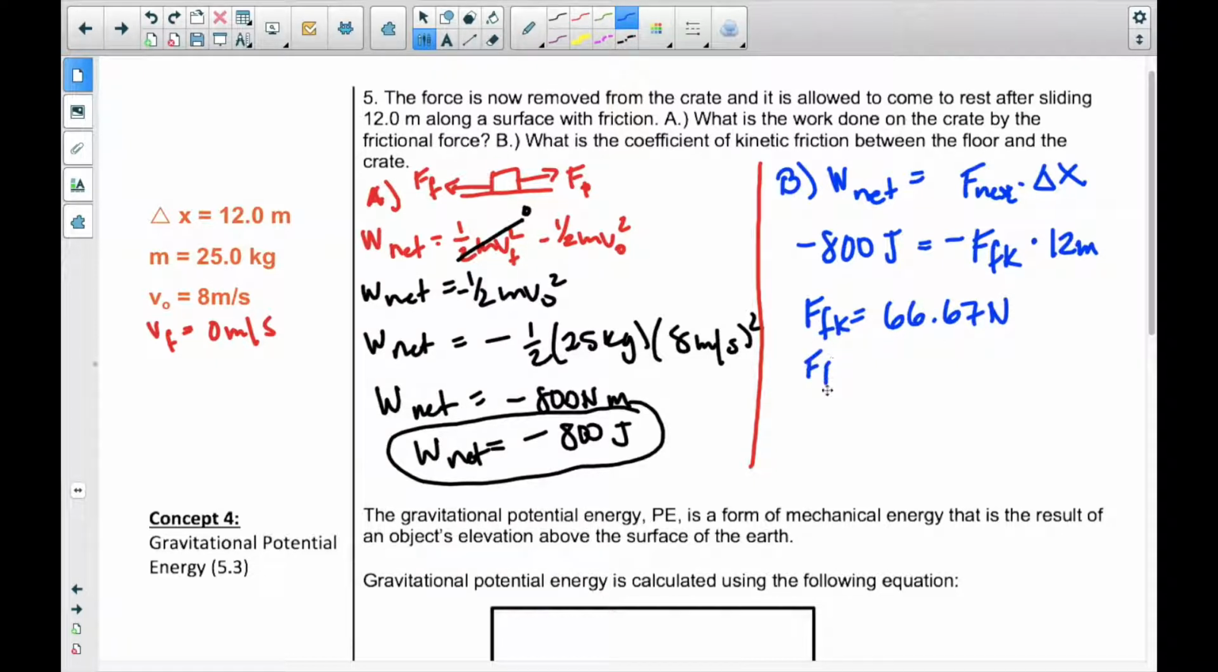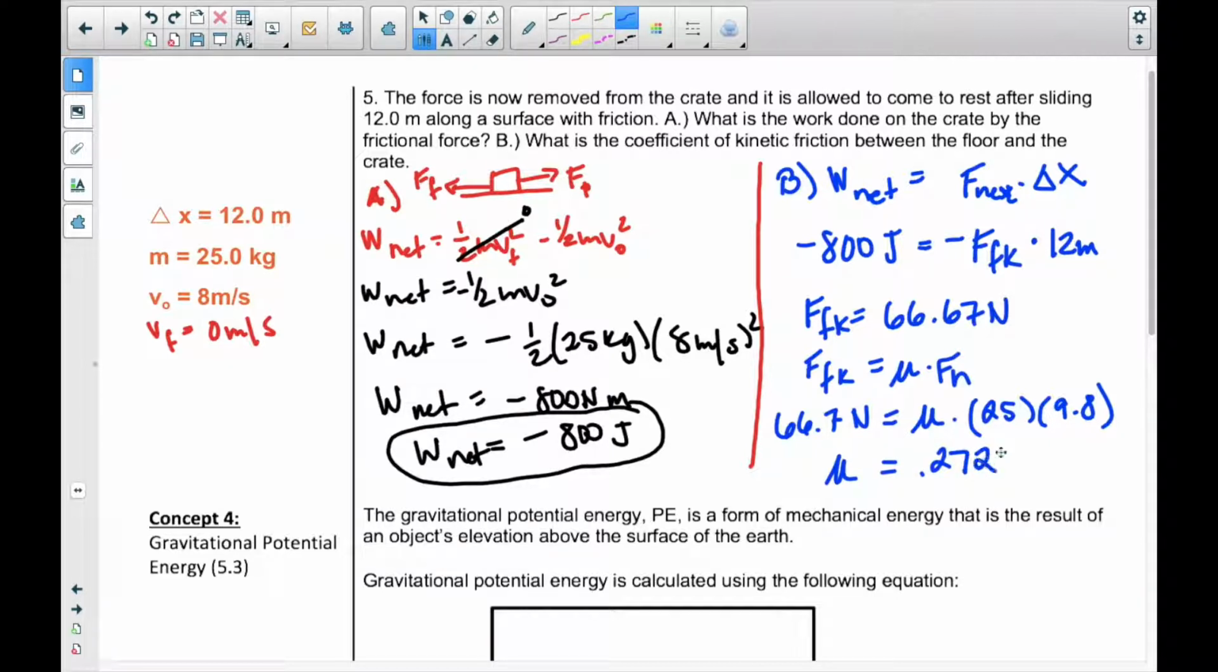Well, I also know that the equation for frictional force is mu times the normal force. And so I can put my 66.7 over here on the left, and I'm solving for mu, that's what I'm looking for, and my normal force is 25 times 9.8. 25 again, 25 kilograms, and 9.8 is gravity, but this time it's the normal force, so it's acting upwards. So if we take our 66.7 and we divide by 25 times 9.8, we get our mu, and that comes out to be 0.272. And this is kinetic friction.